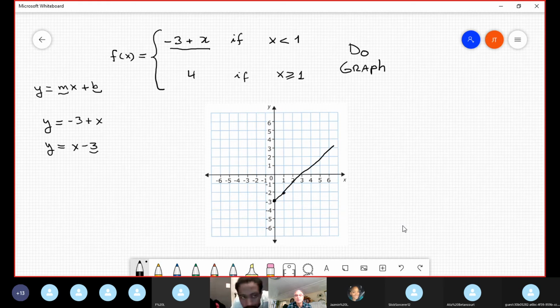And this is the graph that represents the first piece. Let me put a label for identification. This is the first piece, which is -3 plus x. The label is important because we have several pieces. Otherwise there is confusion. Or using different colors, no? Right.